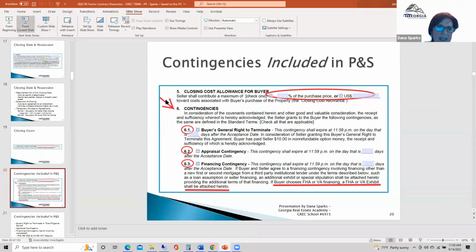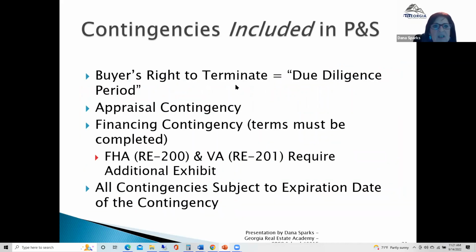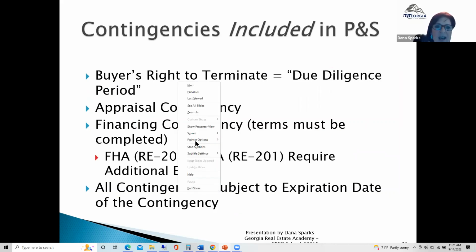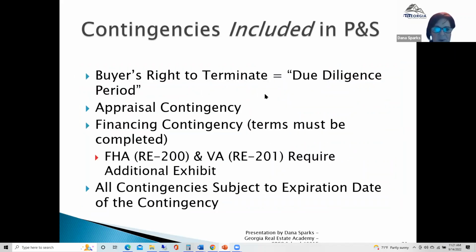My point is that I wanted to show you two points. Number one, there are three built-in contingencies in the purchase and sale, but all the ins and outs, the information your buyers and sellers need to know, is contained in the standard terms. All contingencies are subject to an expiration date of that contingency. Again, FHA and VA, however, do go through day of closing. This appraisal contingency, if you have a time frame here, but a buyer is getting an FHA or VA insured loan, the exhibit does supersede the purchase and sale agreement. So again, this appraisal contingency deadline is for conventional only. A low appraisal on an FHA or VA insured loan goes through day of closing. That's on the RE forms and on the GAR forms and actually any contract.